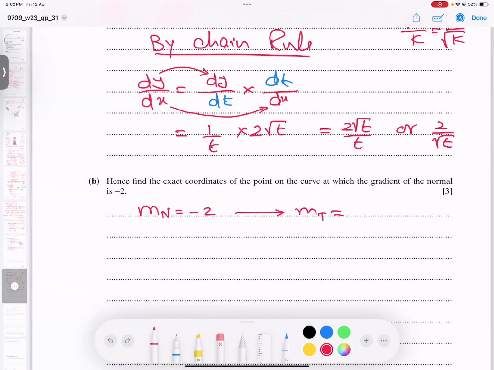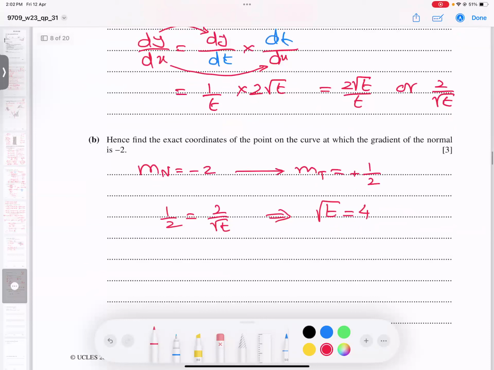And this I will put, because I said before in question number 1 that whenever we have a derivative, by default that is the gradient of the tangent, not the normal. So I'm going to put these equal to each other. I can say that 1 over 2 is equal to 2 over root t. Cross multiply. So 2 times root t is equal to 4, root t is equal to 2, and squaring both sides, we get t is equal to 16.